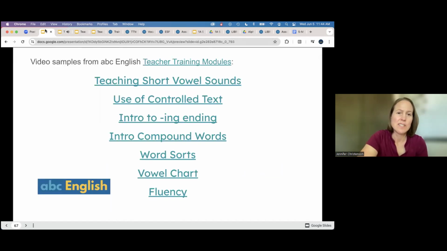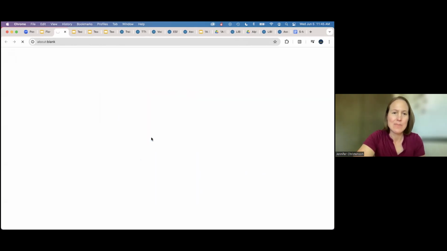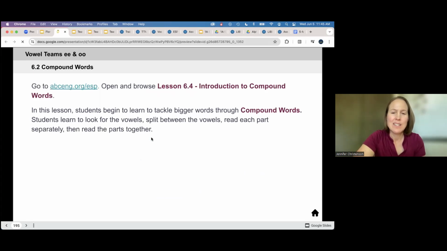Okay, so once again, this is an example from those teacher training modules. So if you want to come back and be able to see any of those videos or read more about some of these techniques, you can do that within the teacher training modules. I think we have time to do a couple more. So let's also look at this example of compound words.